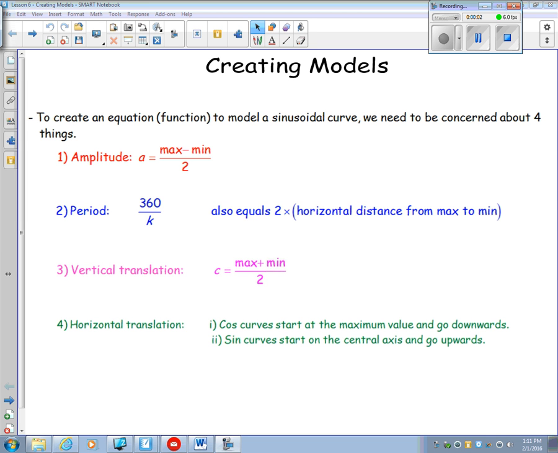Today we're going to look at creating the models ourselves, that is making the equations based on properties or pictures or tables or other information. Our objective is to build that equation that we need that represents the model that we want.